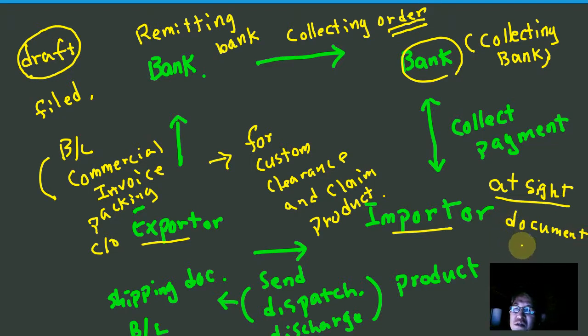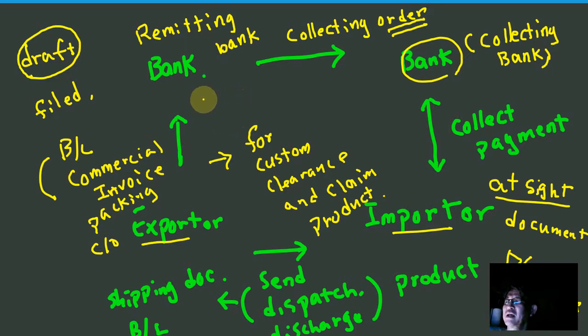Okay, this is called document against payment, meaning that document and payment should be exchanged at sight, at the same time. Okay, the meaning of at sight is that the document and payment should be exchanged at the same time. In this case, as soon as the collecting bank collects the document, especially the draft, the importer pays the collecting bank, and the collecting bank will resend the payment to the remitting bank, and the remitting bank will finally receive it.